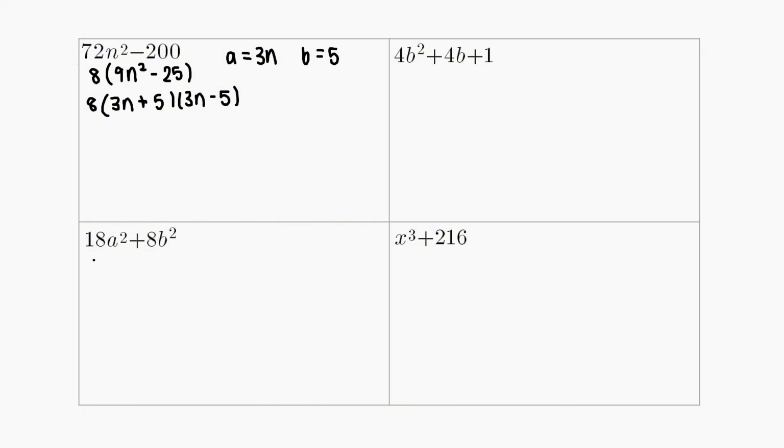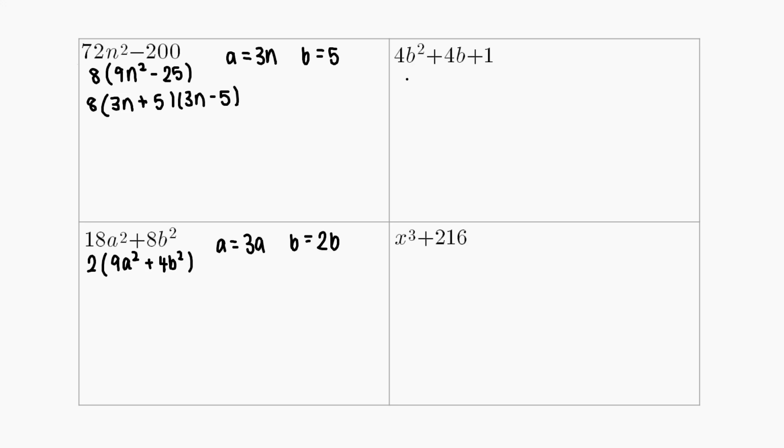For here, we have 18a squared plus 8b squared. Let's take out a common factor, a 2. This gives us 9a squared plus 4b squared. This gives us the sum of squares, where a is equal to 3a and b is equal to 2b. Because this is the sum of squares, 9a squared plus 4b squared is prime. So this is our final factorization.